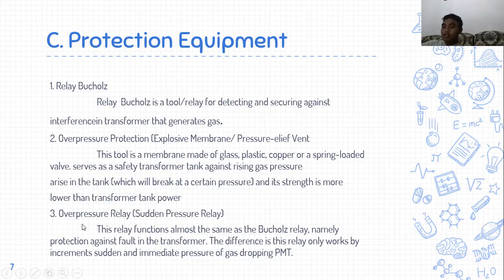Number three is the overpressure relay or sudden pressure relay. This relay functions almost the same as the Buchholz relay, namely protection against faults in the transformer. The difference is that the relay only works by an increment of sudden and immediate gas pressure. Next slide.